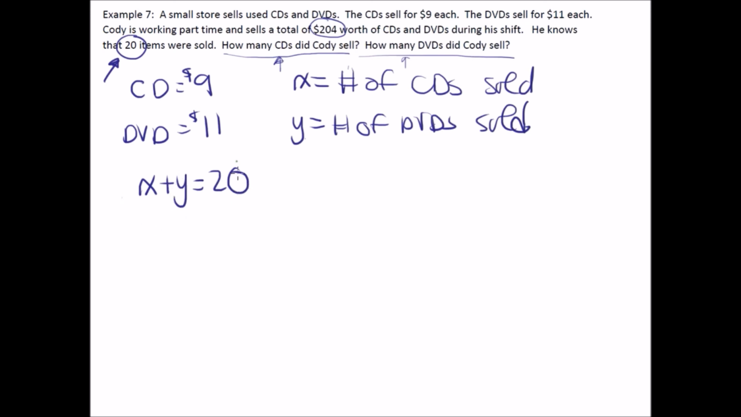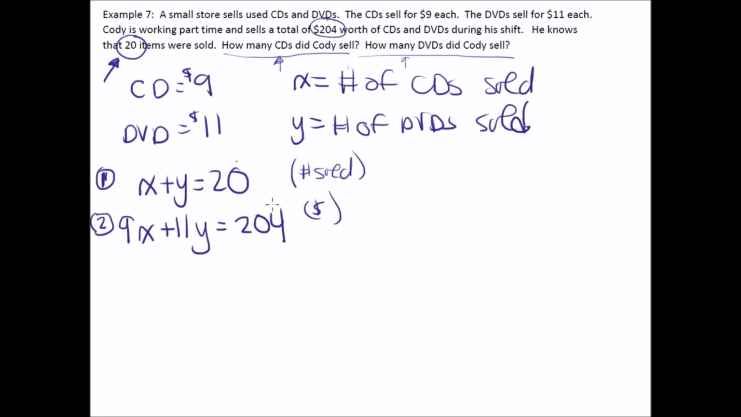Okay, in the second equation, so the first equation, I think about like the theme, and this is like the number sold. That's what this first equation is about. Now the second equation is going to all be about money. So CDs are $9. So he's going to make $9 times the number of CDs that he sells, and $11 times the number of DVDs that he sells, and this is going to add up to $204.